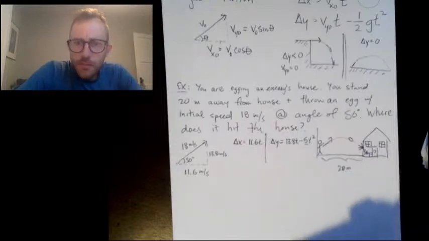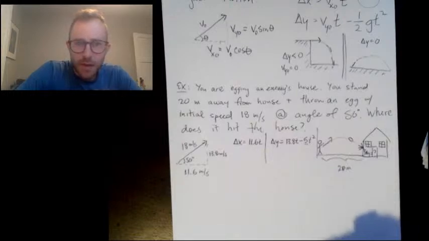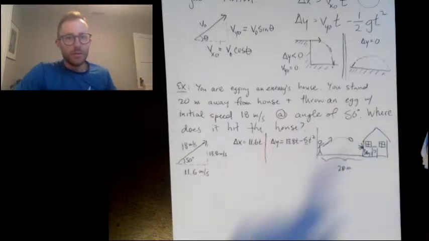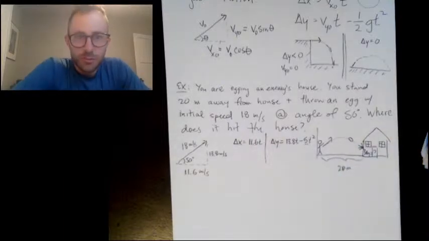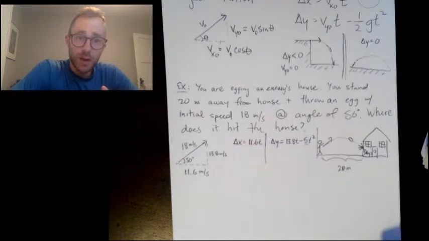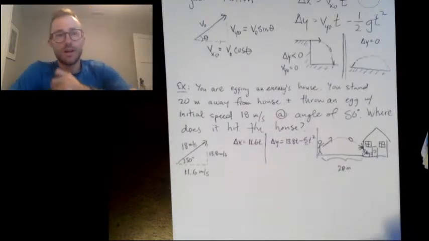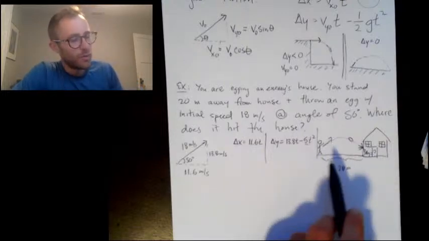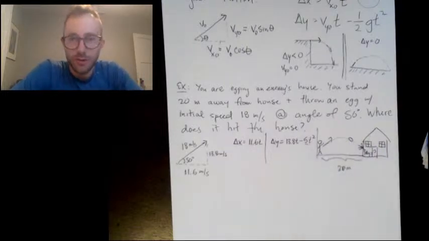So type it into the live chat if you know what is the mathematical condition that we are going to use to solve this problem. Because remember, when we're doing a projectile motion problem, we always try to get the time of flight, and then we use that in the other projectile motion equation. So how do we know when the projectile has hit the house?